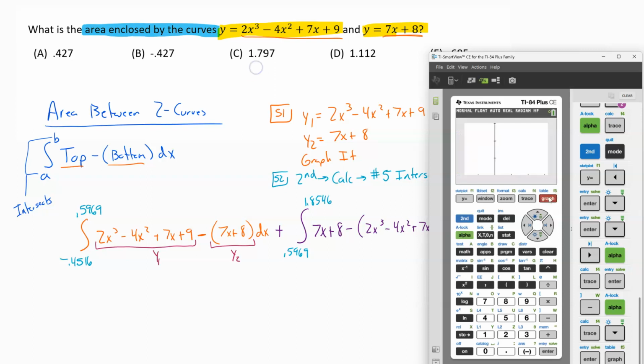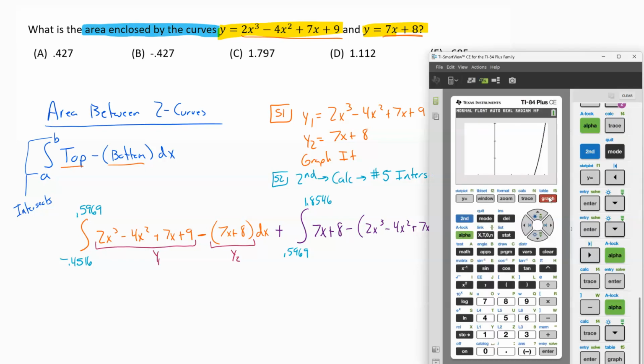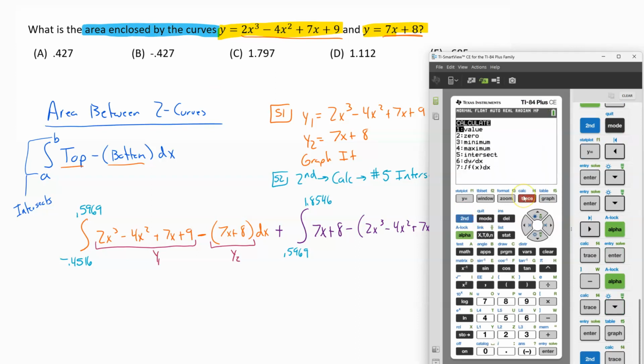So we graph this, and you don't really even care if you can see the graph. If you wanted to, you could zoom standard or move your window around, but to do this process, you don't have to see the graph. You just need to know what your bounds are, which we have written down over on the left side here. From there, I go through step 4. I hit second, calc, and then choose the number 7 option: integral of f of x dx.